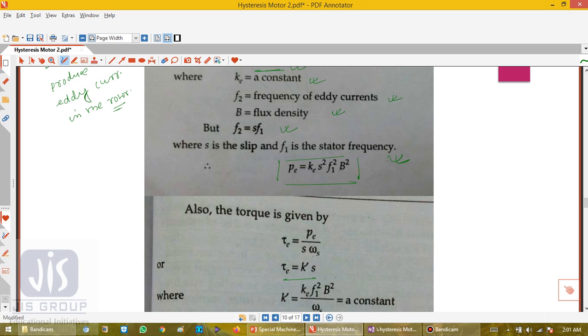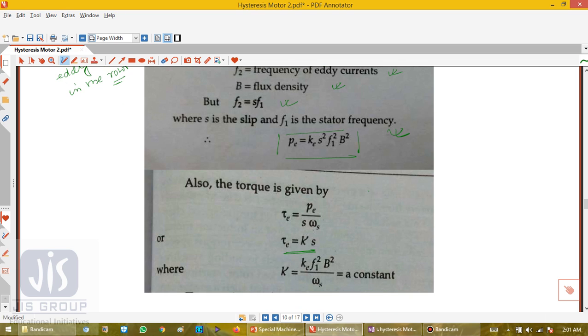So we can write it down. Torque equals K dash S, where K dash equals Ke F1 squared B squared by omega S, because Pe equals Ke S squared F1 squared B squared, divided by S omega S. So this Ke F1 squared B squared by omega S is this constant K dash. So it will become Te equals K dash S.